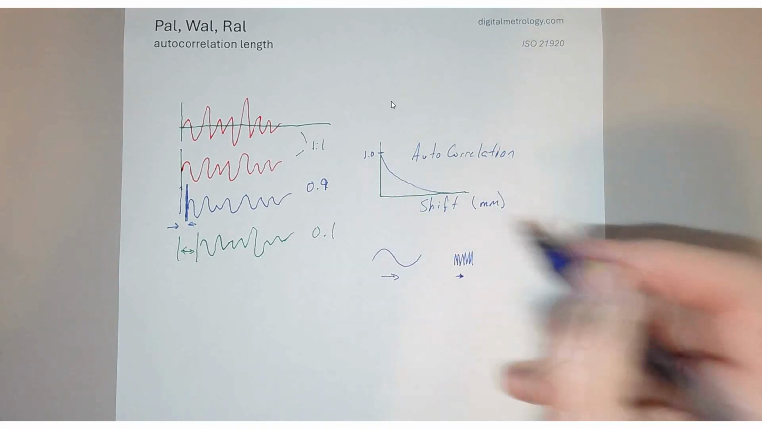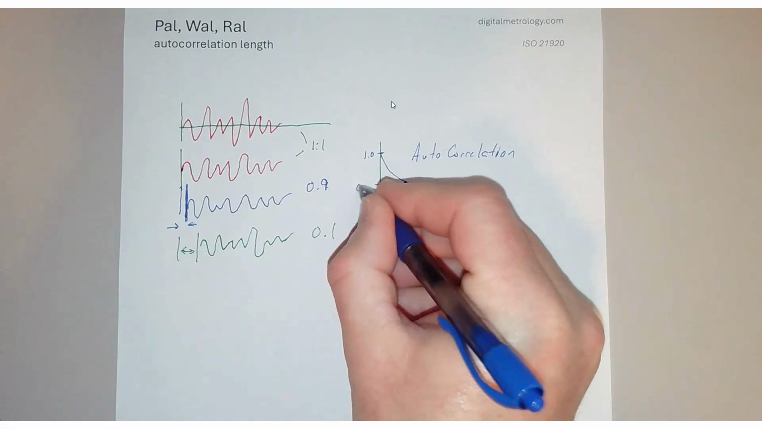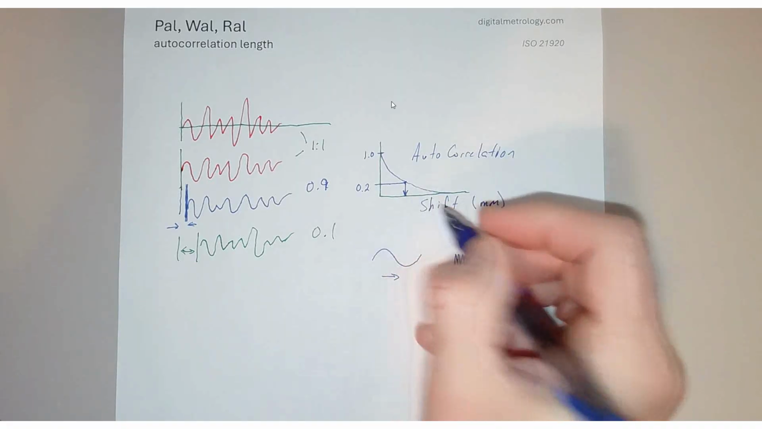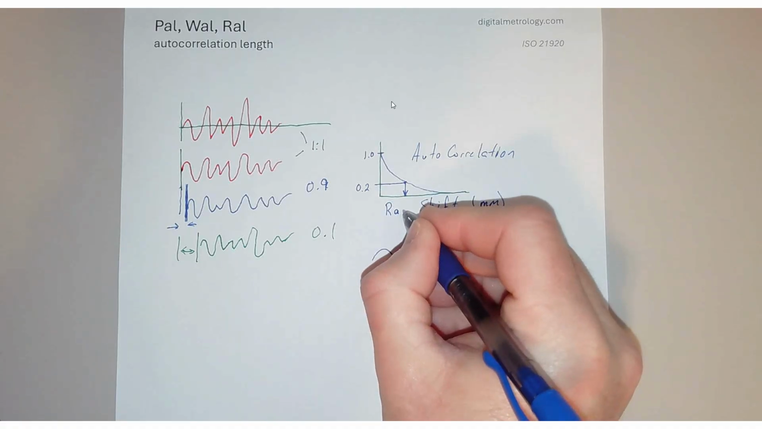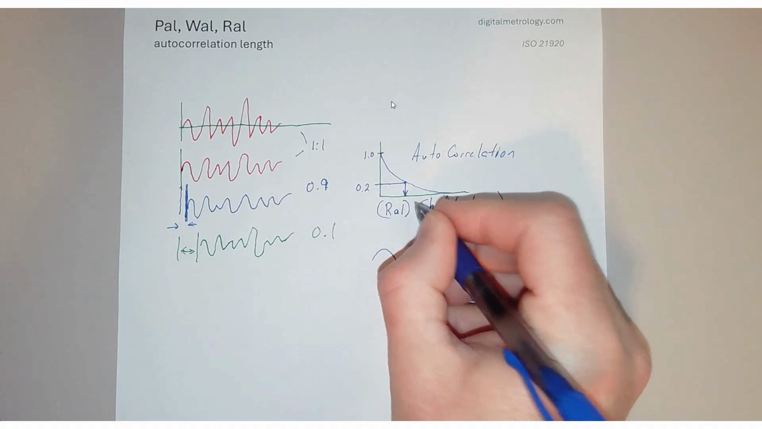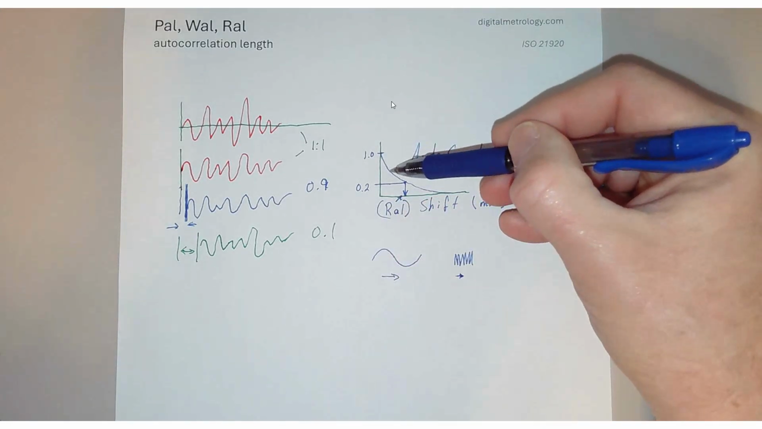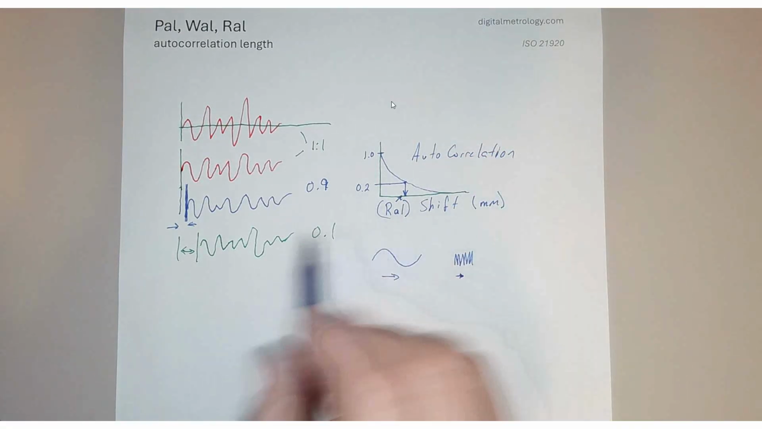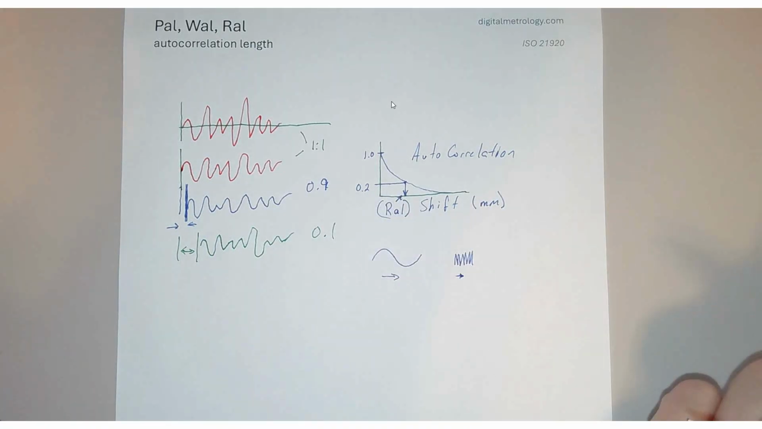The length to get to 0.2, the distance we shift to get to 0.2 correlation is the, let's say, roughness autocorrelation length. So RAL is the amount of shift to achieve only a 0.2% match. So the amount that we shift before the surface no longer matches itself, in fact it only matches at a level of 0.2, is the autocorrelation length parameter.